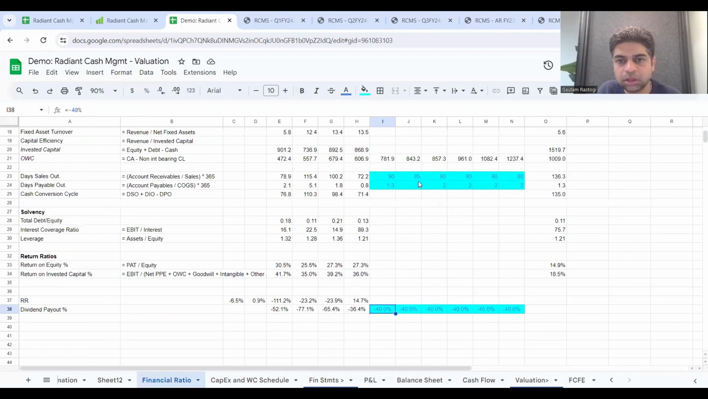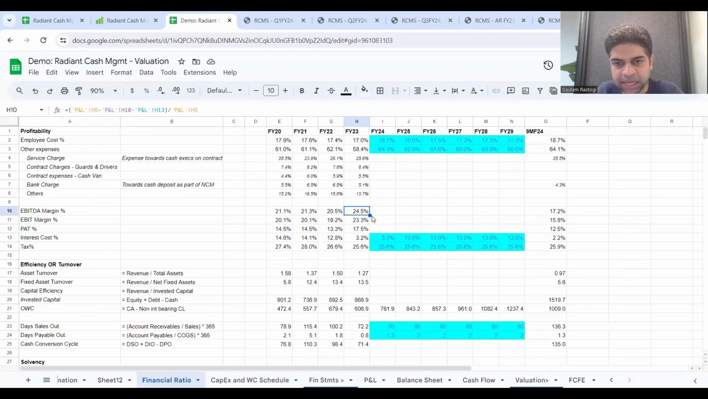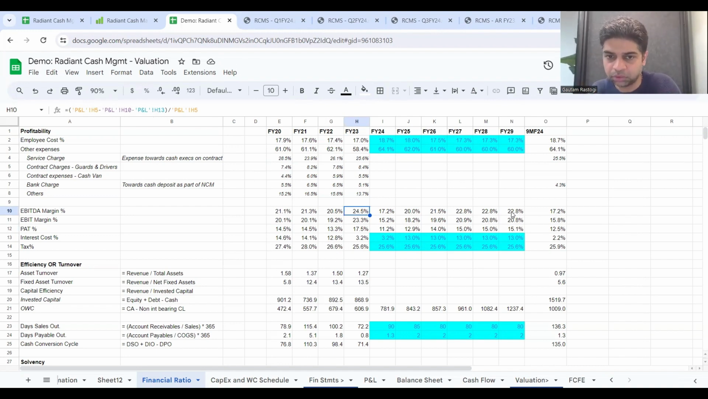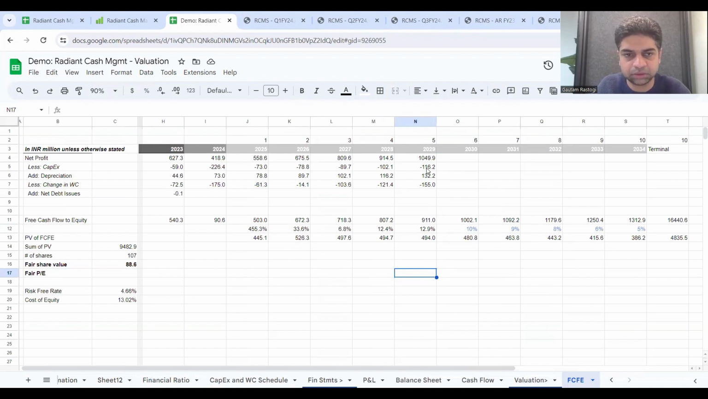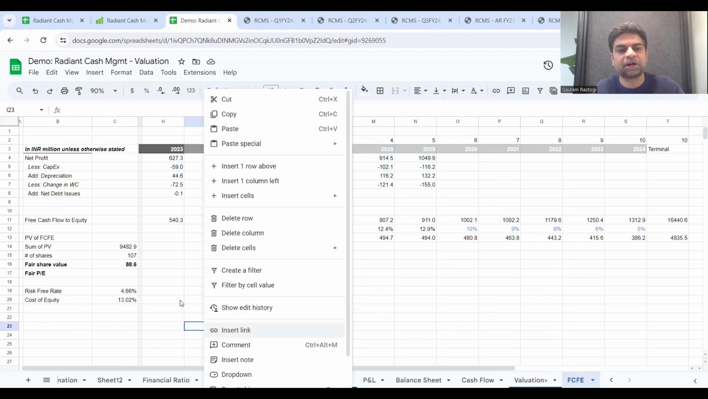Right now, what is happening? Their EBITDA margin, if you see, was 24.5 and is now almost 23% in FY29. If they are able to really drive operating leverage, then this will increase even more. They would generate more free cash than what we have estimated, and also if they don't spend as much in capex as we've assumed.